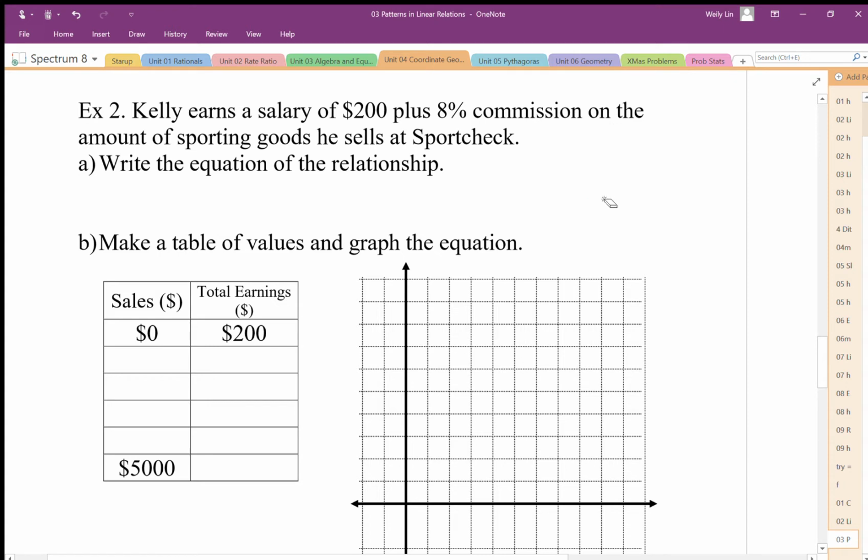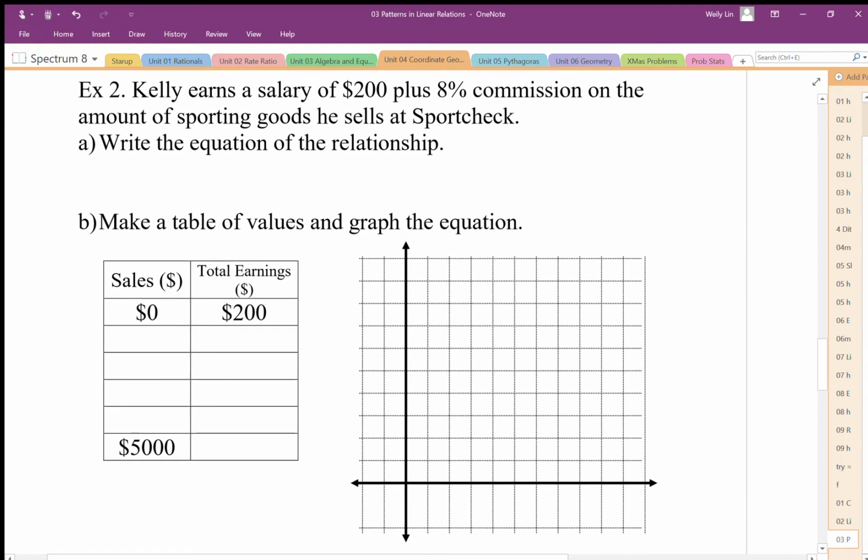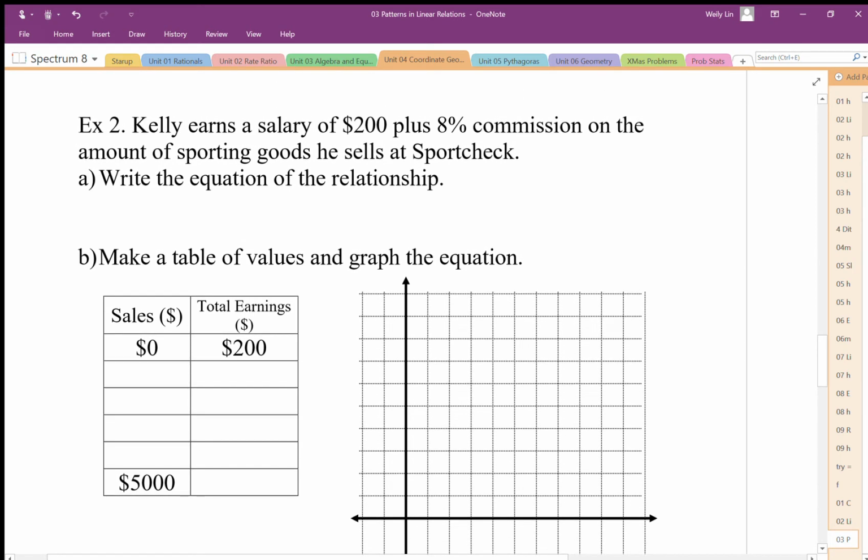So here, Kelly earns a salary of $200 plus 8% commission on the amount of sporting goods he sells at Sport Chek. Write an equation for this relationship. What are the quantities that we're comparing? We're comparing earnings to the amount sold. The earnings is going to be the dependent, or y, and the amount sold will be x.